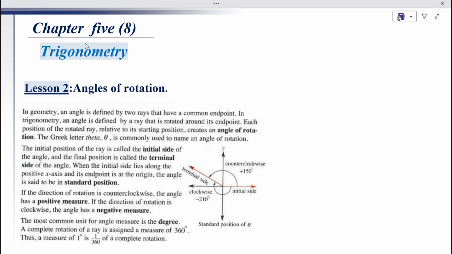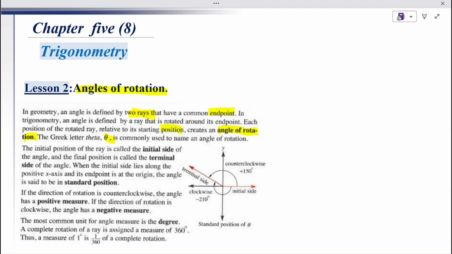This is the second lesson in chapter 8, angles of rotation. What are angles of rotation? In geometry, an angle is defined by two rays that have a common endpoint. In trigonometry, an angle is defined by a ray that is rotated around its endpoint. Each position of the rotated ray relative to its starting position creates an angle of rotation. This angle of rotation is denoted by theta, a Greek letter commonly used to name an angle of rotation.